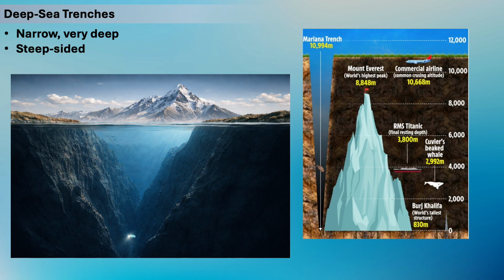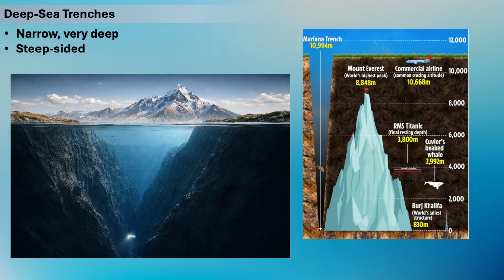The deepest features on the ocean floor are deep sea trenches, which are long, narrow depressions that can reach depths greater than 10,000 meters. Trenches represent the most extreme topography on Earth's surface and stand in sharp contrast to the broad, flat abyssal plains we just discussed.